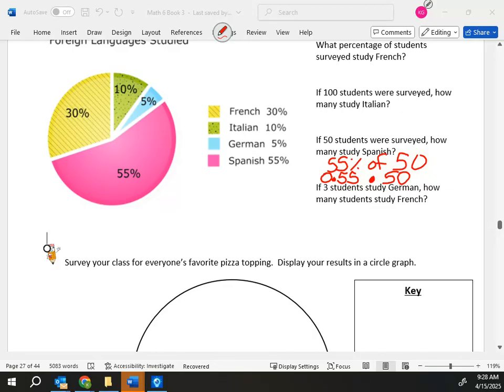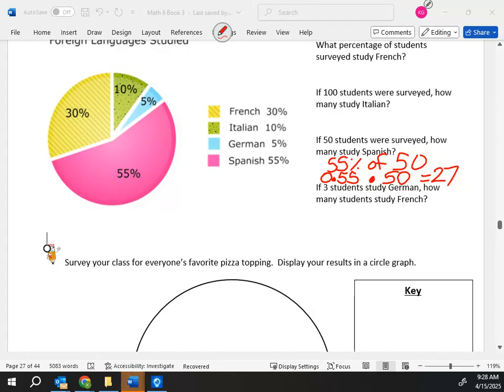Okay, so, can we have half a person? No. So it's 27 students are studying Spanish, because we can't have half a person. Okay?